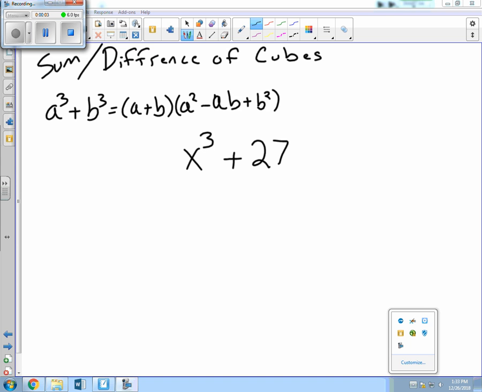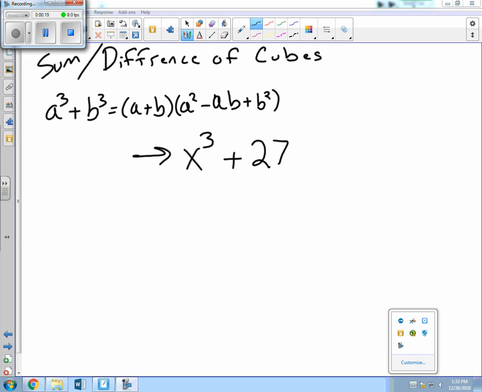Okay, so here's a sum and difference of cubes. I first did the sum. The difference is not that different. My question here is going to be x cubed plus 27, and it says factor this.